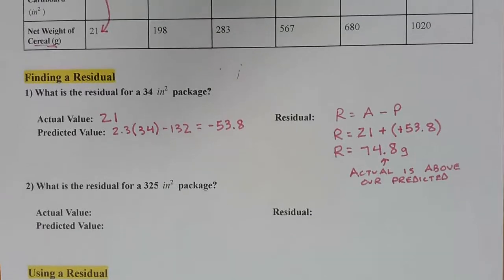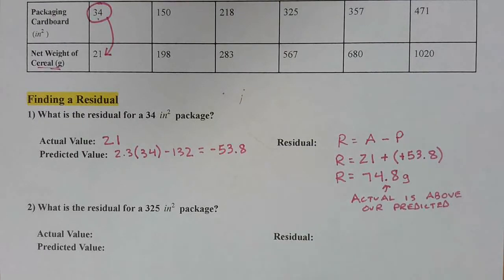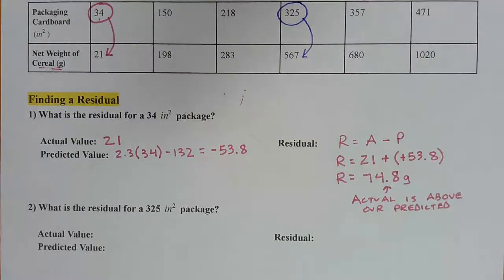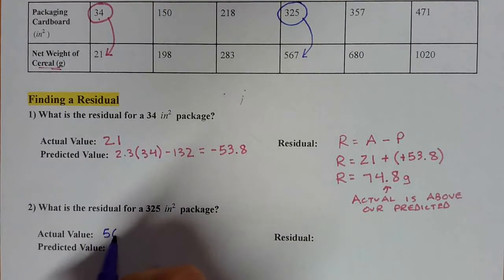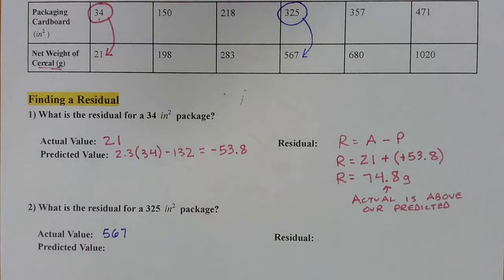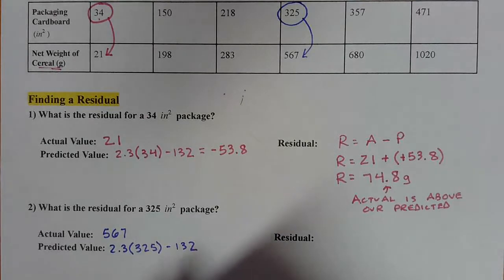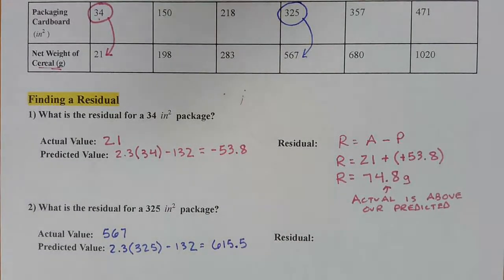What is the residual for a 325 square inch package? All right, so now I'm looking at 325 square inches. And that actual value is 567. So I'm going to put 567 as my actual. My predicted comes from my equation. 2.3 times 325 minus 132 is going to give me a predicted value of 615.5. So that's how much we predict that package to hold.